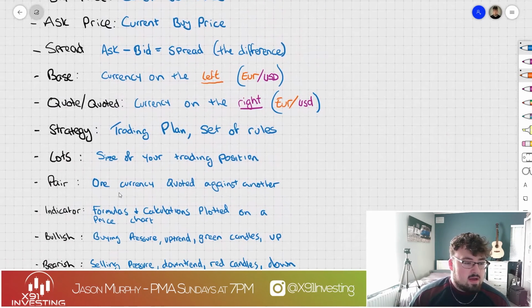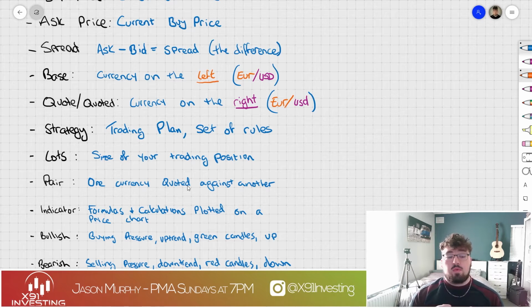So I have another one down here. Where did I put it? A pair. So a pair is one currency quoted against another. So a pair is the dollar quoted against the euro, right? That's the way we'd say it. The dollar is quoted against the euro, so it's kind of backwards, but it's the euro dollar pair. So, right, we'll move on to strategy.